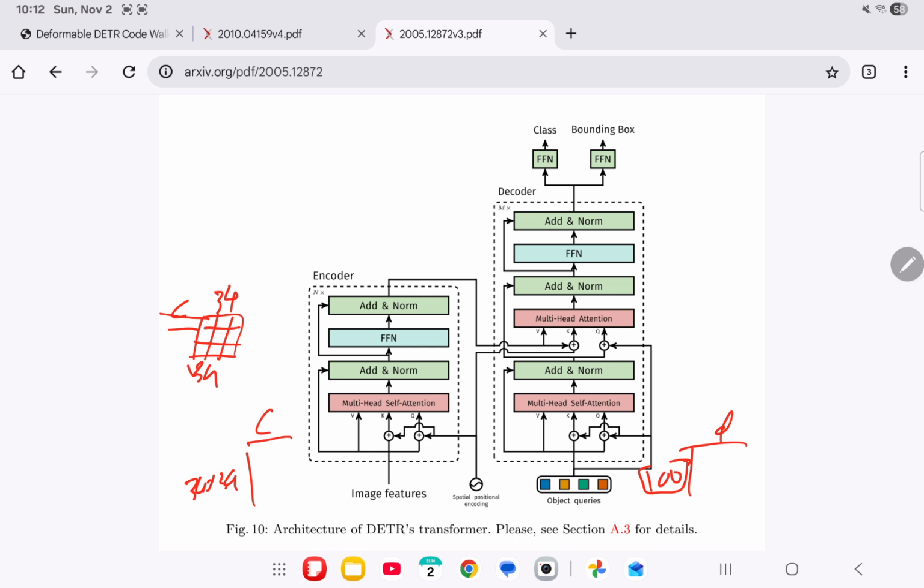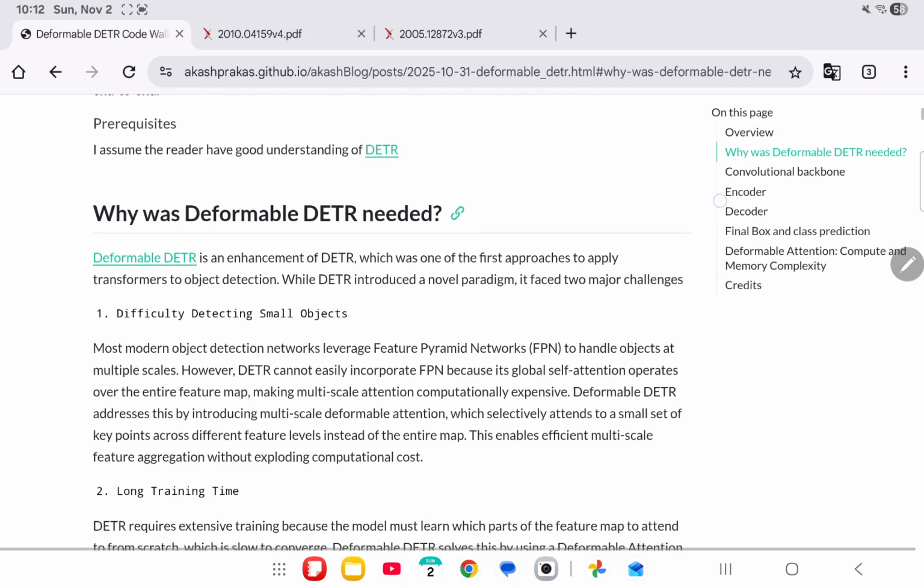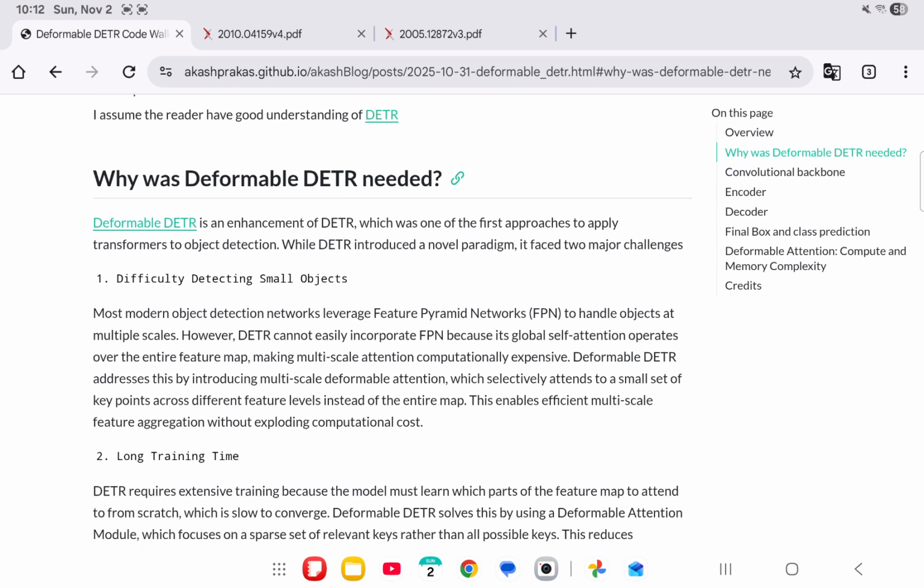So here I will be mostly focusing on what the problems with the DETR architecture are and how Deformable DETR is solving them. The main problem with the DETR architecture was that it had difficulty detecting small objects. It has very bad performance on small objects and very good performance in detecting large objects. The authors of Deformable DETR found that this happened because they are only looking into the last feature layer.